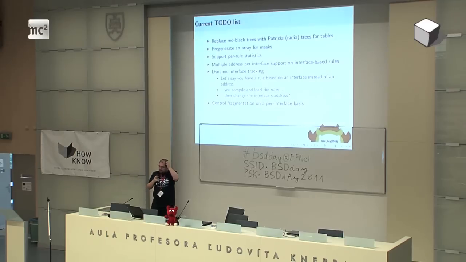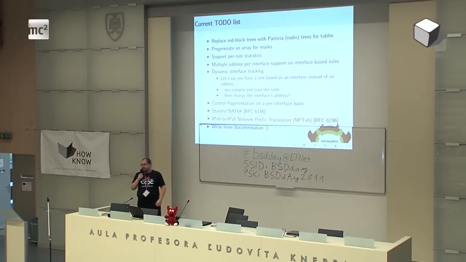Okay, we would like to control fragmentation on a per-interface basis. This would be pretty nice, but it's not that easy to do. And yeah, two killer features. Everything is screaming for them. These are pretty new RFCs, so they came out in July. At least they were finalized in July, but I think they have pretty nice features. And of course, we have to write more documentation, because if you Google NPF, you won't find anything other than the man page. I'm thinking that the man page should be enough, really.